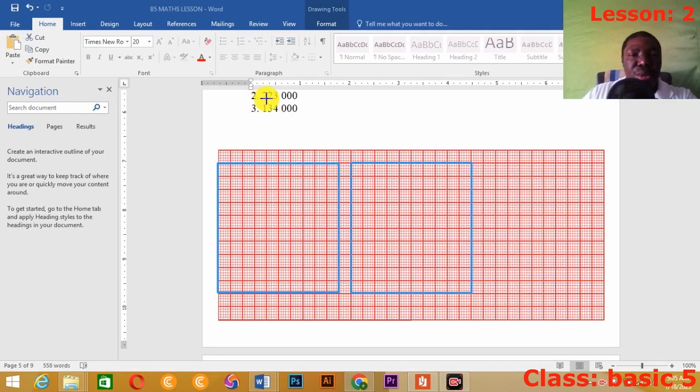Then we need 2 of the long. 2 of the long. So 2. Change the color. We need 2 of the long. So 2 long. Second one. I need 3 of the cubes, so 3 of the cubes.